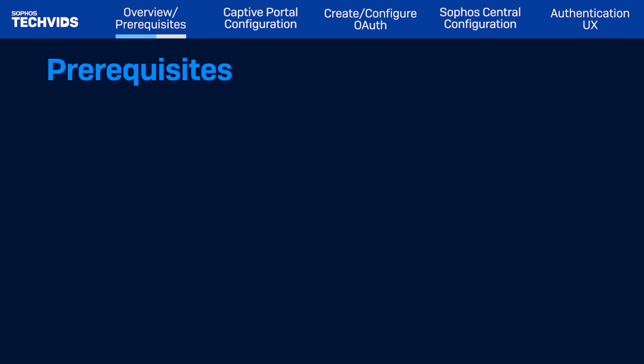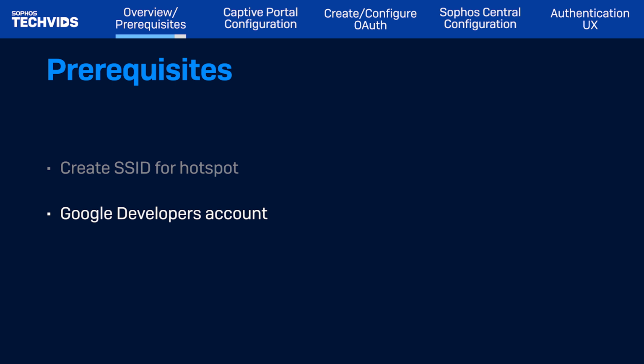Before continuing, there are a few things you need before you begin. You'll need to create an SSID that you want to use for your hotspot, and if you don't already have one, you will need a Google Developers account. Let's get started.